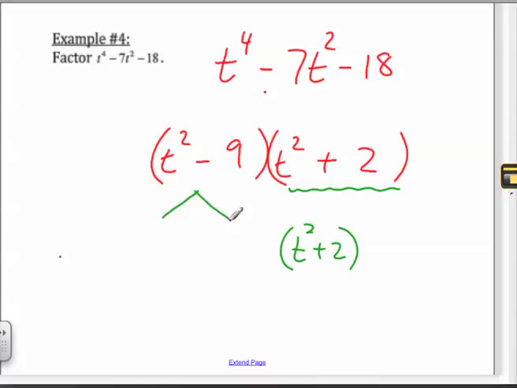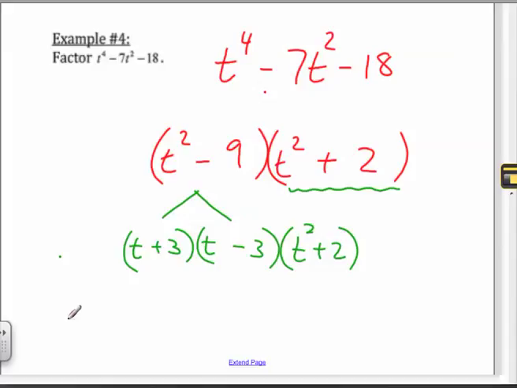But this one can break into 2 more things. What are those 2 things that it can break into? t and t, plus 3 and minus 3. That's the way the difference of 2 squares factors. So now I have 3 factors at the bottom. I've got t plus 3, I've got t minus 3, and I've got t squared plus 2.